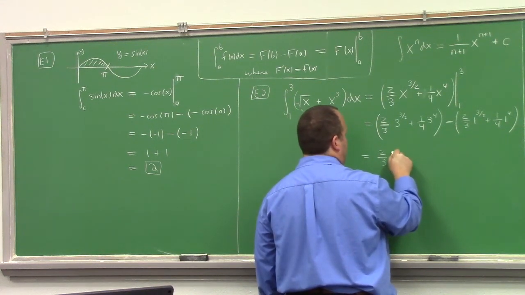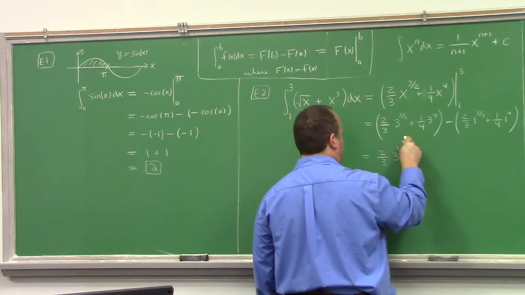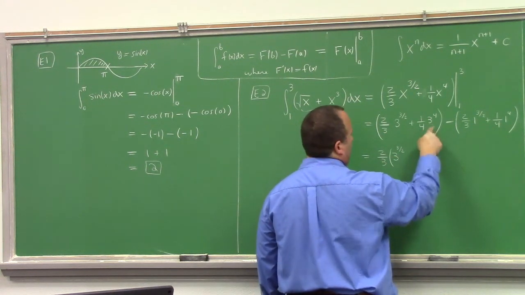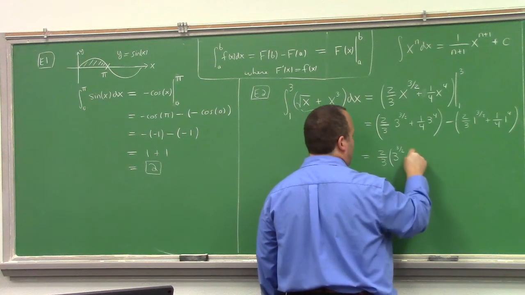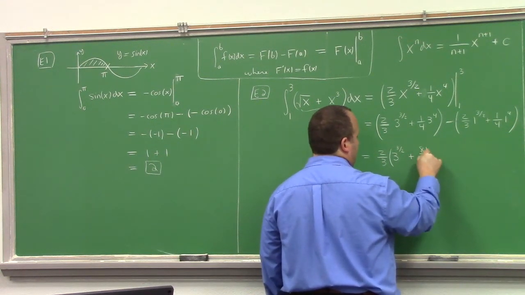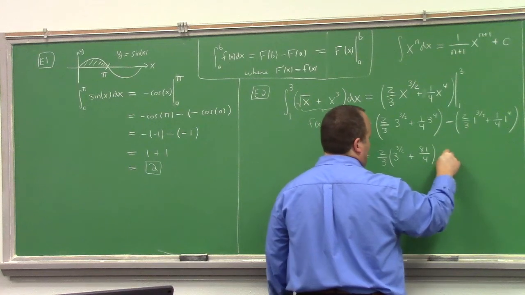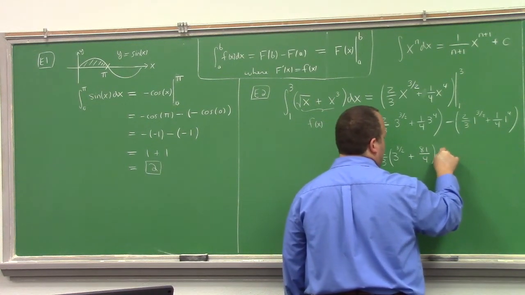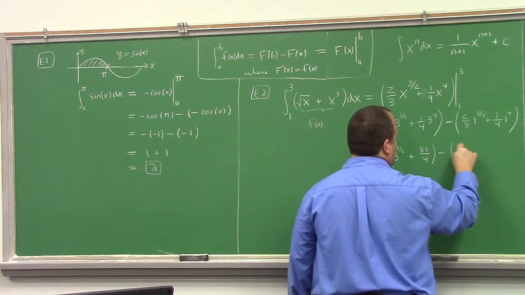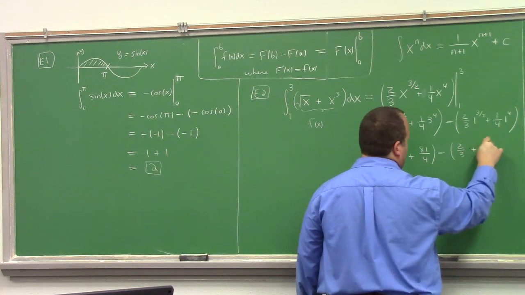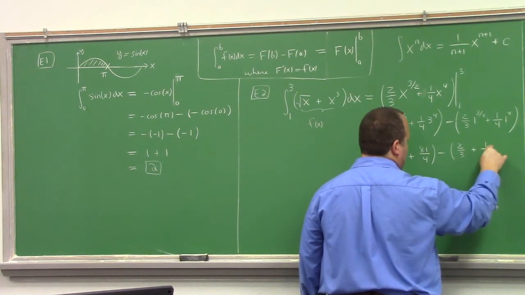Well, I'll just leave it as 3 to the 3/2. I mean, you could simplify that further, but I'll leave it. And 3 to the 4th is what? It's 81, right? So plus 81 over 4. I left my calculator in the office, my apologies. And then this is minus 2/3 plus 1/4, which I guess I could make into a common fraction, but I'm going to be lazy and just leave it here.